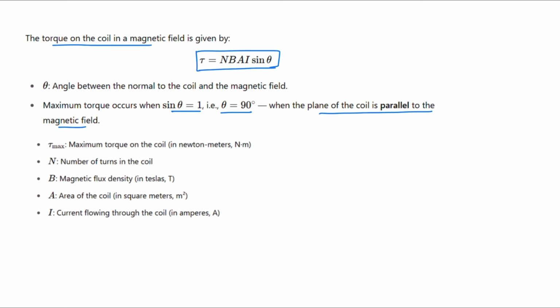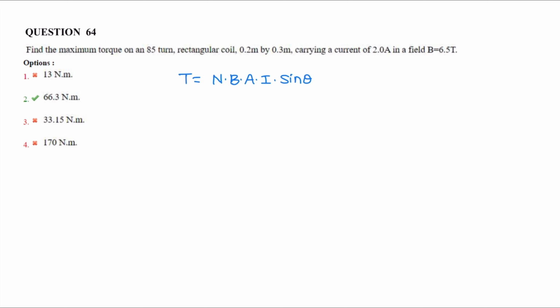Here N is the number of turns in the coil, B is the magnetic flux density, A is the area of the coil, I is the current flowing through the coil. In the question, torque is maximum when theta is 90 degrees, that is NBAI into 1, NBAI.